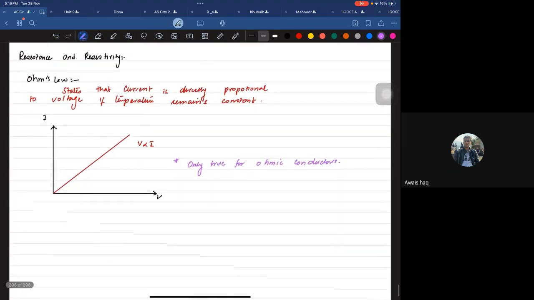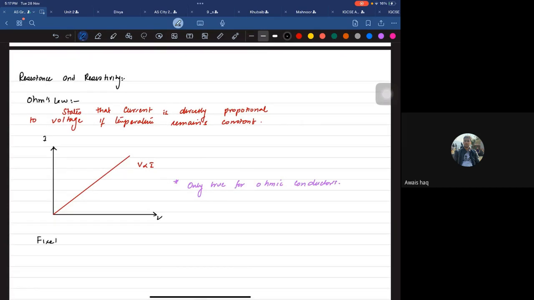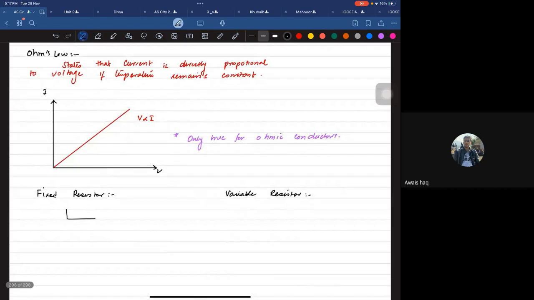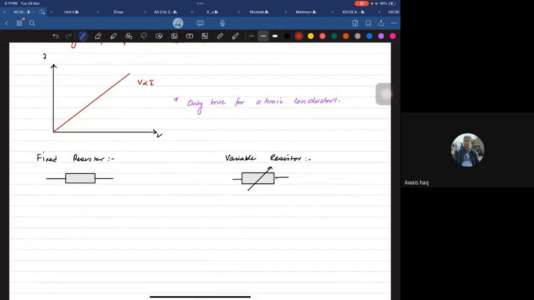So there are some ohmic conductors like a fixed resistor and a variable resistor. The fixed resistor basically looks like this, and the variable resistor looks like this. The fixed resistor means that it has a fixed value of resistance, for example, 100 ohms.